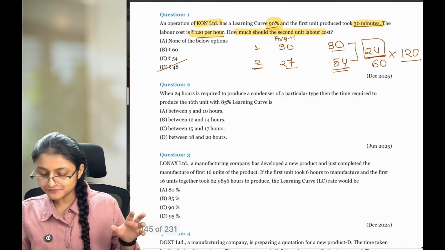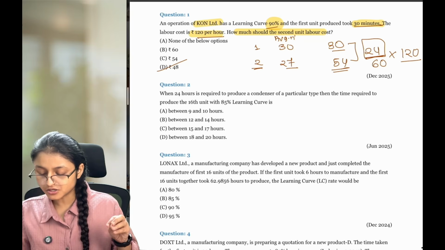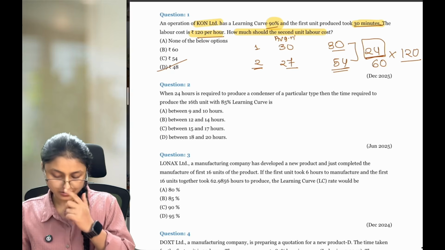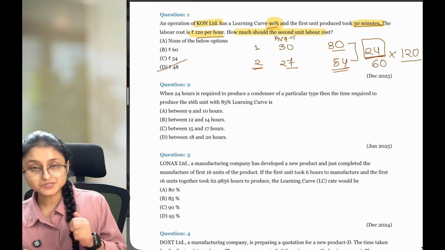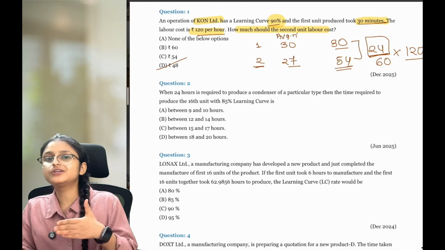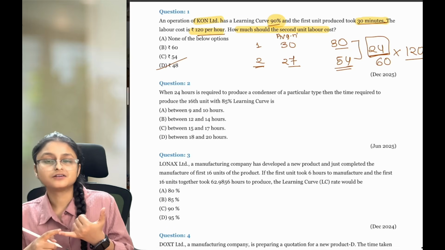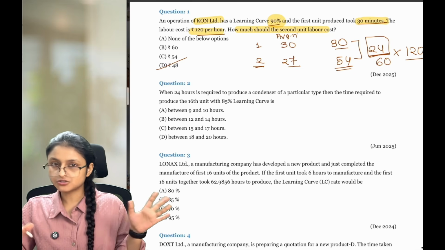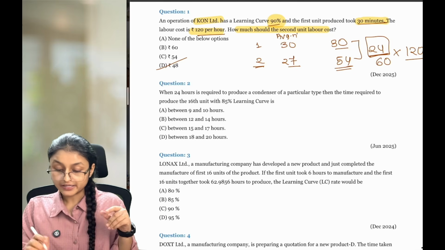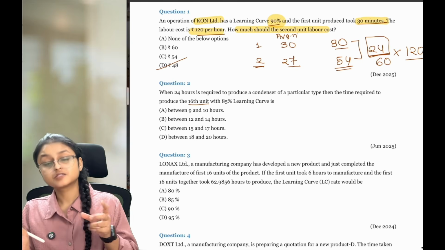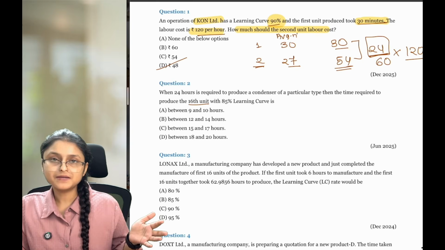Okay. When 24 hours is required to produce a condenser of a particular type, then what is the time required to produce the 16th unit with an 85% learning curve? They want us to calculate specifically for the 16th unit, but we won't be able to calculate the 16th unit time if they are not providing us x to the power b value or log related values. So if the question is not providing you log related values and they want it for the 16th, 8th, or 7th unit specifically, you'll not be able to calculate it.